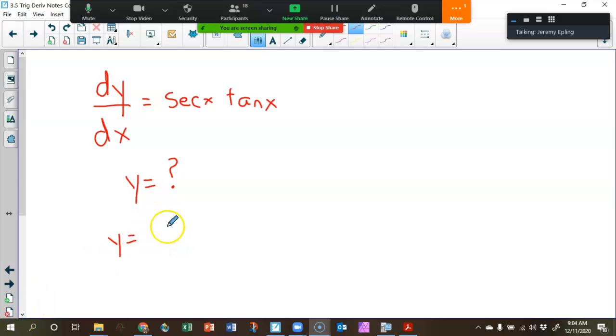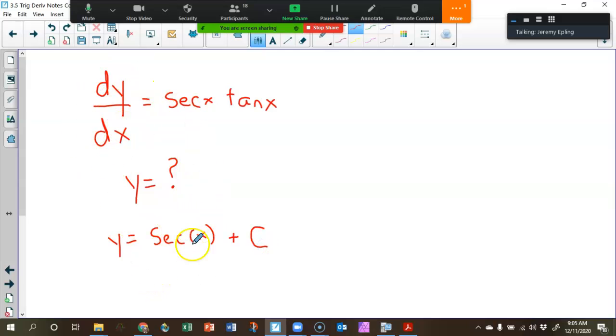This is the derivative of secant, but actually, it's not just secant of x. That's correct, but it could be secant of x plus 1, because the derivative of 1 is 0. Or it could be secant of x plus 2, or secant of x minus a half. In fact, it could be secant of x plus any constant, and I'll just call that c.